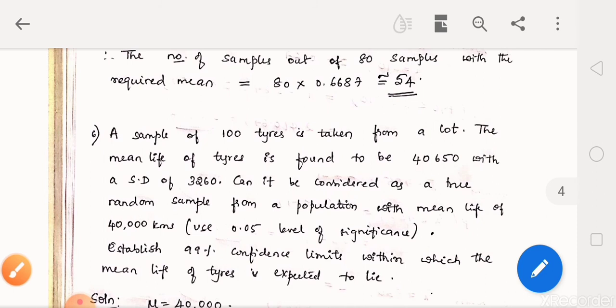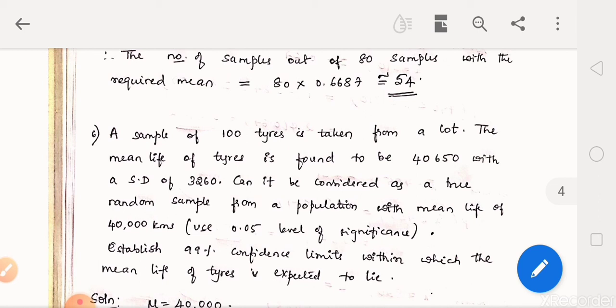The next problem. A sample of 100 tires is taken from a lot. The mean life of tires is found to be 40,650 with standard deviation 3,260. Can it be considered as a true random sample from a population with mean life of 40,000? Use 0.05 level of significance. Establish 99% confidence limits within which the mean life of tires is expected to lie.